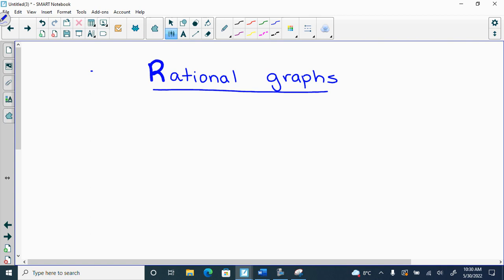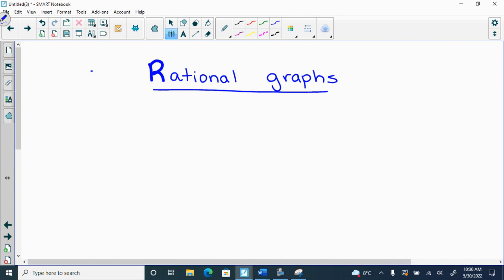So we talked about reciprocal graphs. Reciprocal graphs are 1 over a linear graph and 1 over a quadratic. It could be any other ones, but that's all we do in 20-1. Then we're going to talk about rational graphs, which look somewhat like reciprocal graphs. But reciprocal graphs are always 1 over the equation.